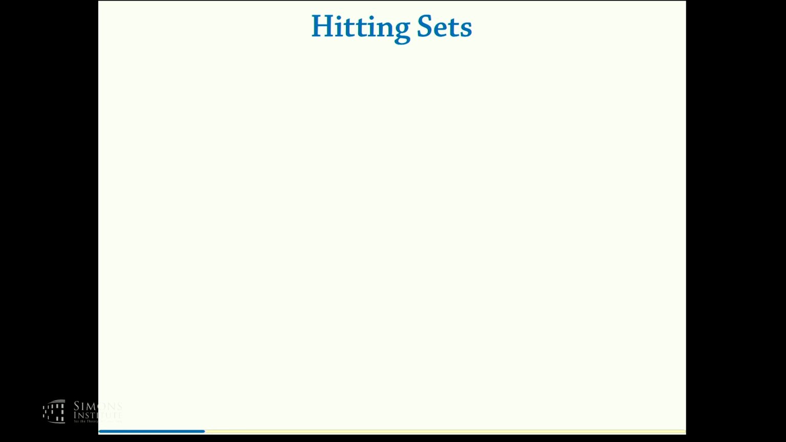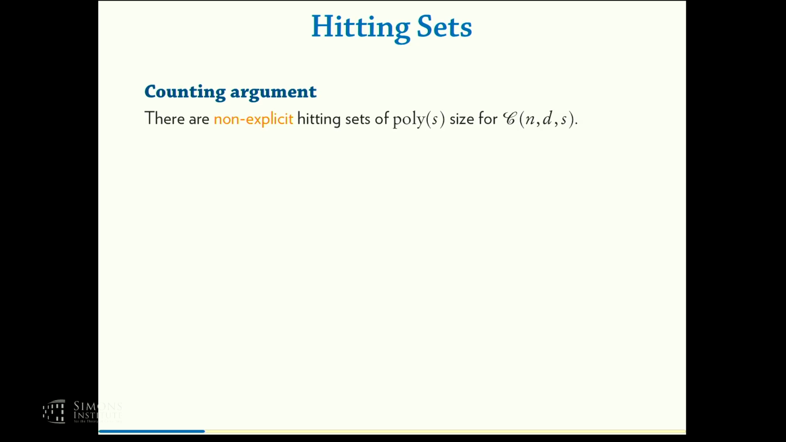So first let's ask ourselves, do there exist hitting sets of small size? A simple counting argument will say that as long as your model is anything reasonable, that is, the description of your model is small, there will always be non-explicit hitting sets of polynomial size. Whether it's formulas or circuits or whatever. Of course, what we want to know is, are there explicit hitting sets of small size or not?